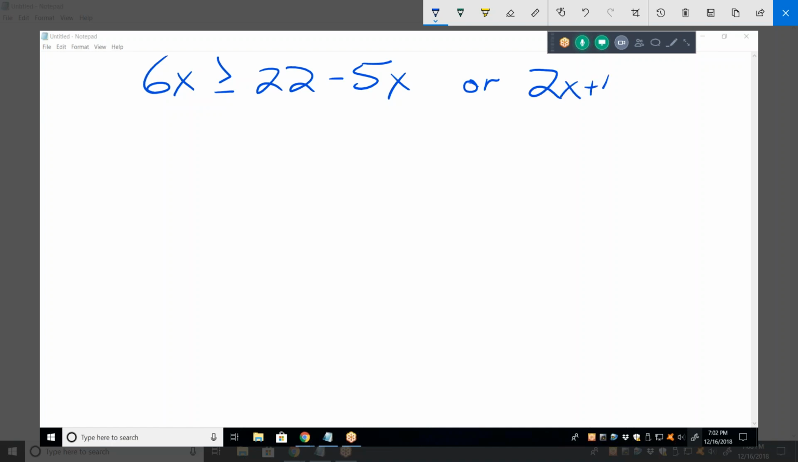Okay. Go ahead. Okay. Next problem is 6x is greater than or equal to 22 minus 5x, or 2x plus 1 is less than or equal to -17. Whoa. There was an or there? Yeah, an or. What's the rest of it? 2x plus 1 is less than or equal to -17.